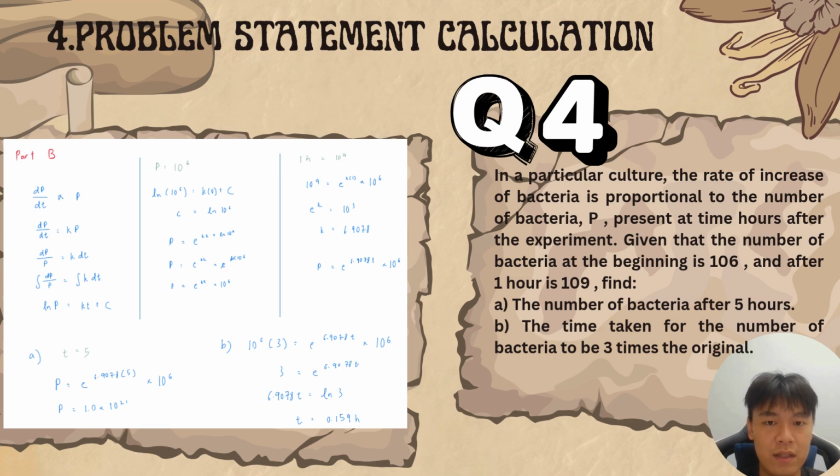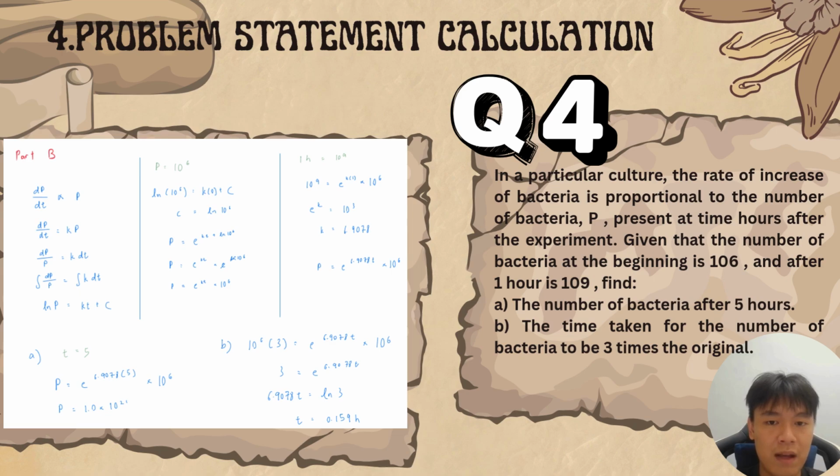dP over dt, then the proportional symbol, P. The proportional symbol is directly proportional, so we replace it with k. So we can form the equation dP over dt equals kP.